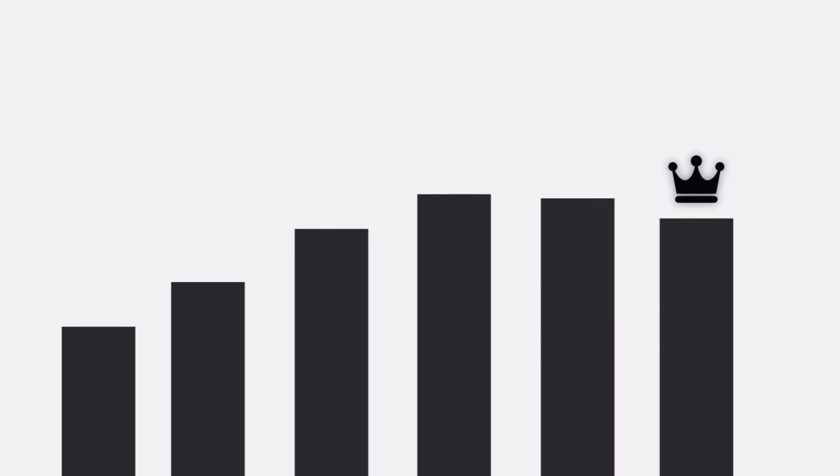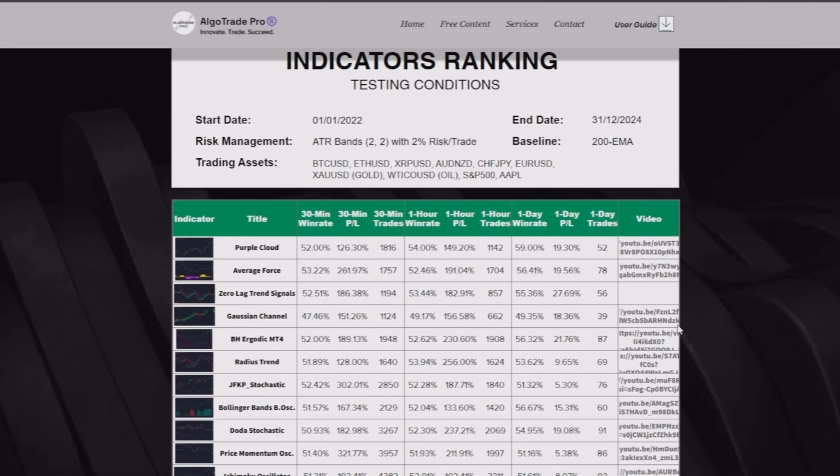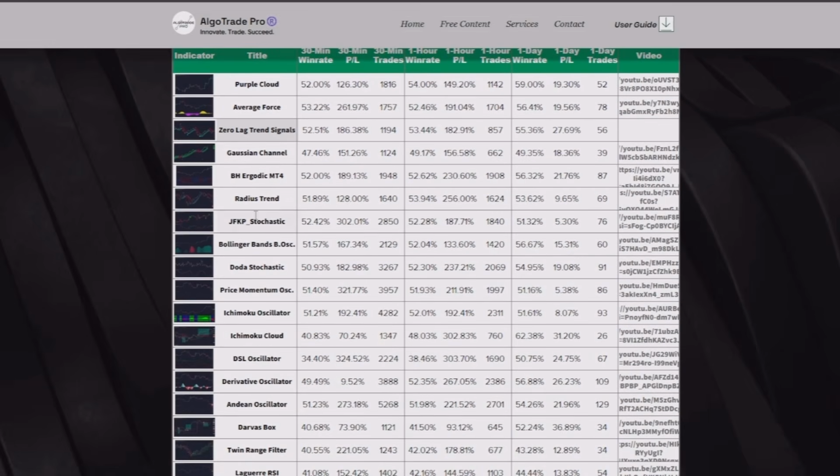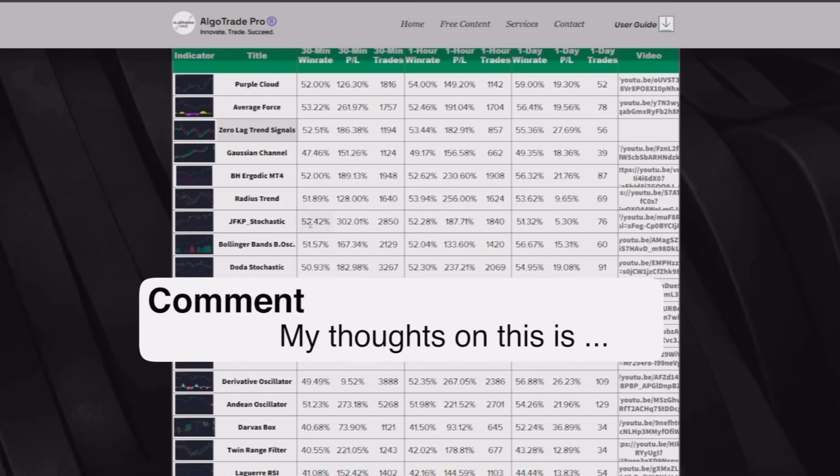And so, where does the zero lag signal rank on our official ranking? I would say it deserves a top 3 spot, but I will let you decide. Let me know your opinions in the comments below.